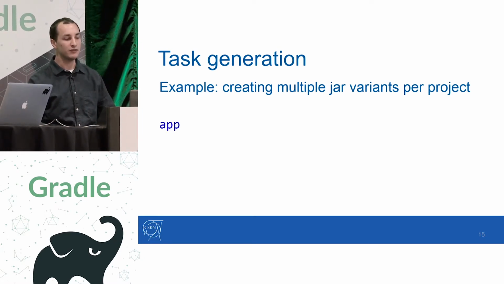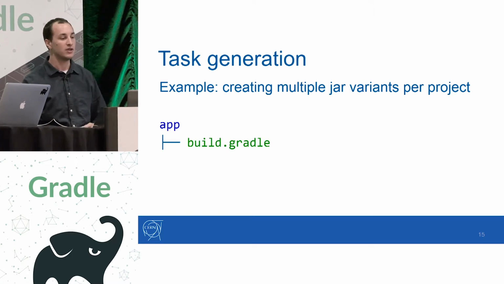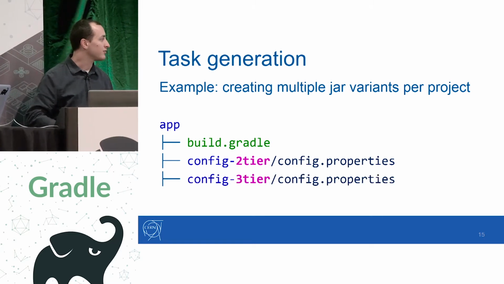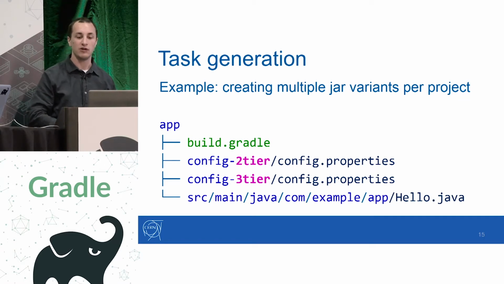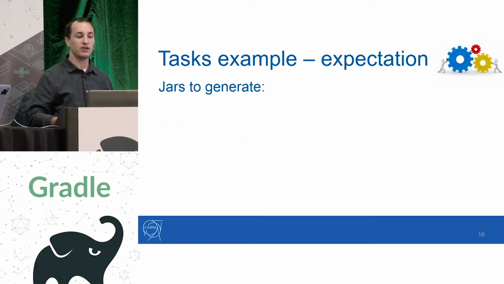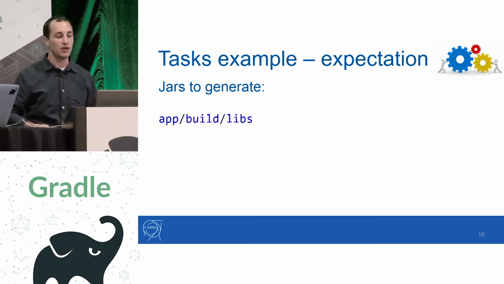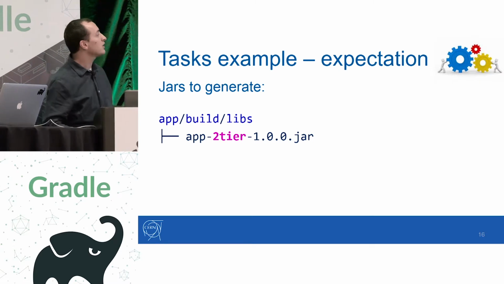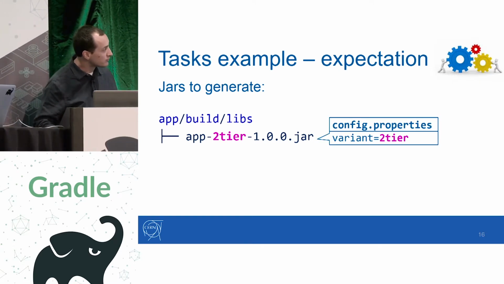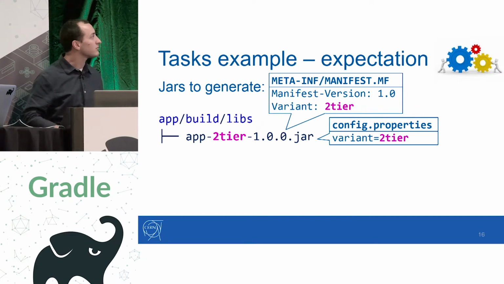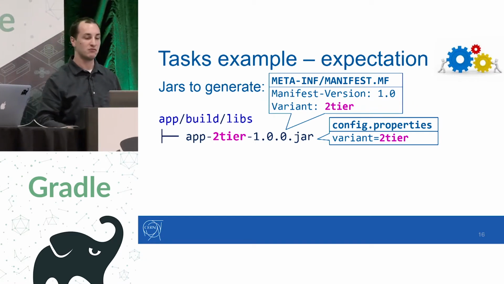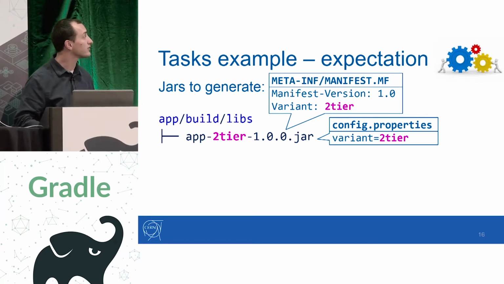So let's say you have an application, you have a build.gradle, and then you have a configuration for two-tier application and a configuration when the application is used in three-tier mode, and then you have some Java. What you want to achieve is to generate some jars in the lib directory, one for the two-tier version, including the configuration for the two-tier variant, and then adding a manifest attribute as well, just to help traceability and to see what version that is.